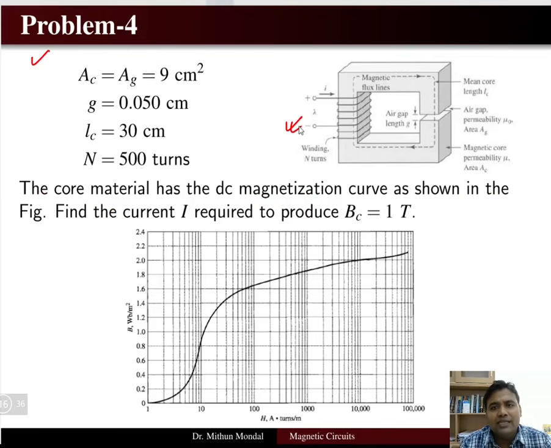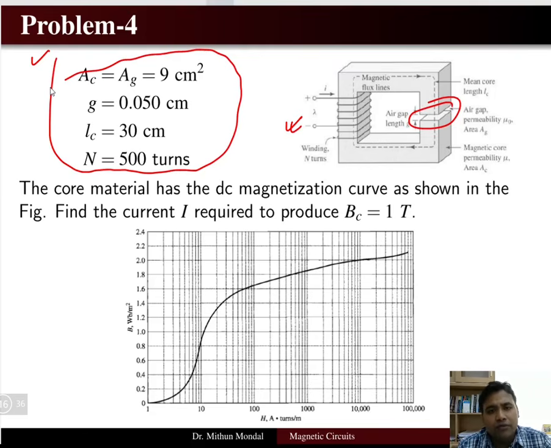We will take the same circuit, which has an air gap and a core, with the same data that we have been discussing for a few problems. But here the problem will be twisted a little bit. The area of the core is equal to the air gap, and all the data are the same as in magnetic circuit tutorial 1, problem number 5.